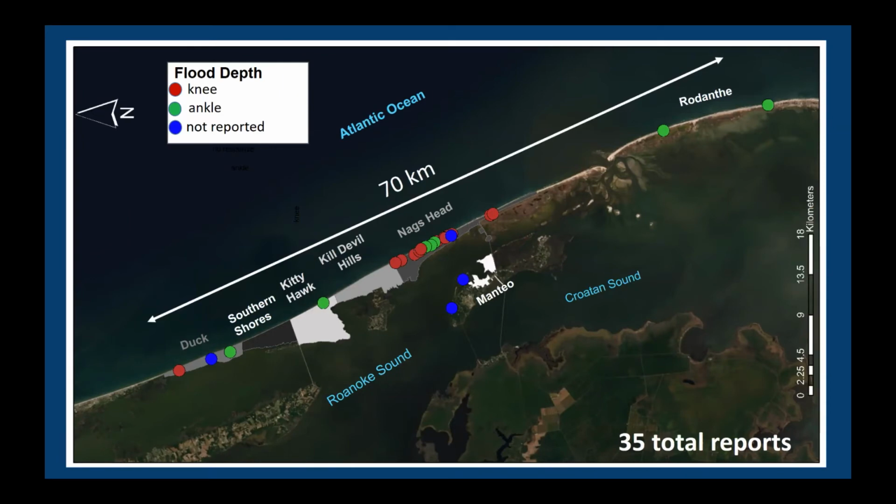The orientation is rotated so that north is directed off to the left, and the color of the markers indicates the depth of the flood reported by the user. These reports span a 70-kilometer stretch of the Outer Banks between Duck and Rodanthe, with the highest density of reports coming from Nags Head.